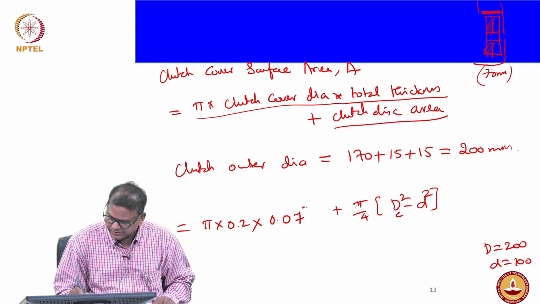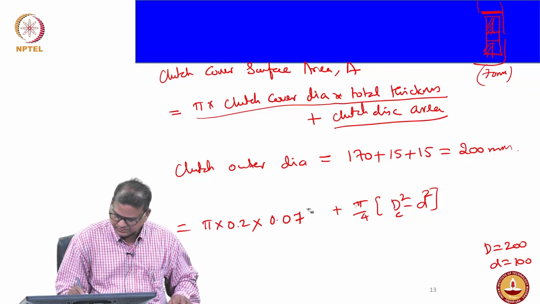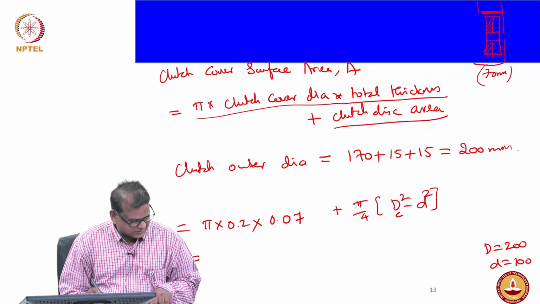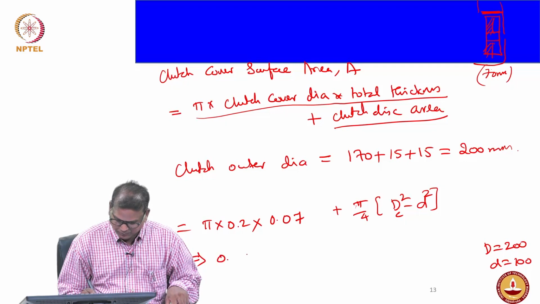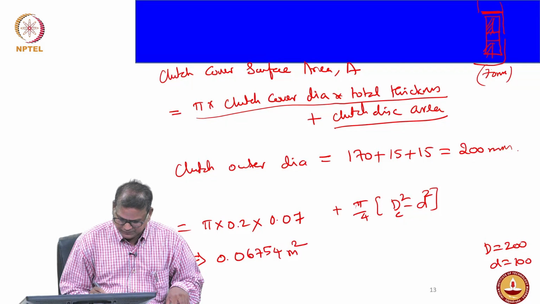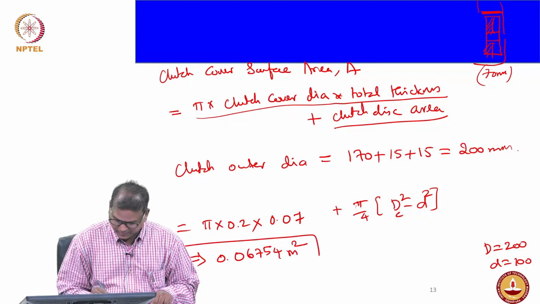Sorry, not the square. So can you tell me how much surface area you are getting? You should expect 0.067 54, so much meter square. This is your surface area.